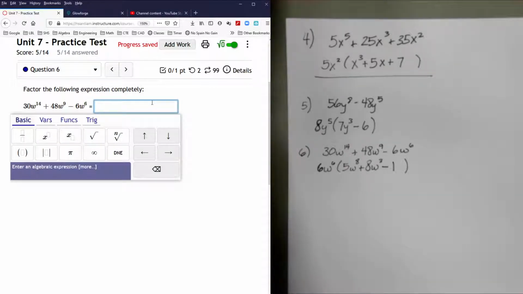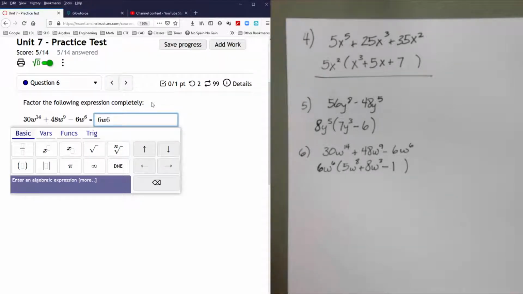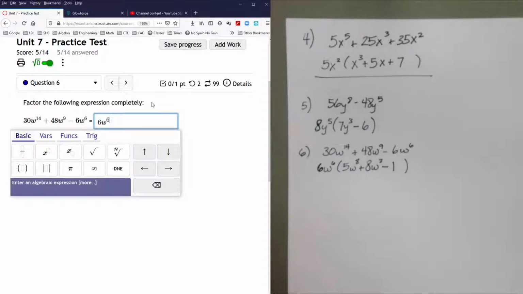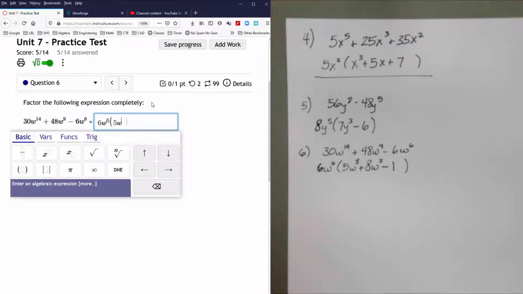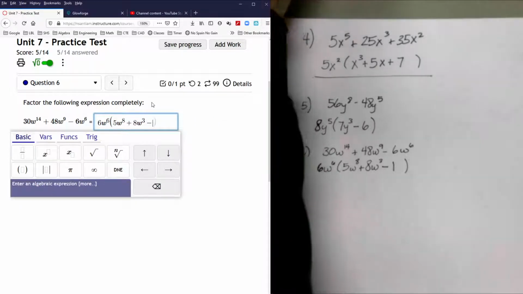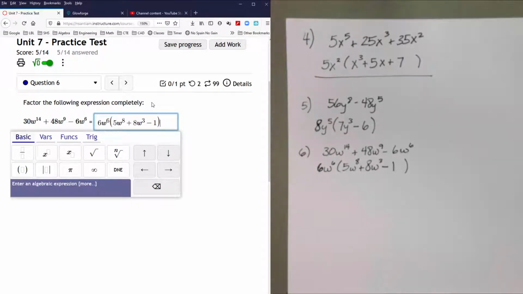Okay, so we've got 6w to the 6th power, and then times 5w to the 8th power, plus 8w to the 3rd power, minus 1. Double check, I'm using the right variable. Check my multiplication. I think we're good.